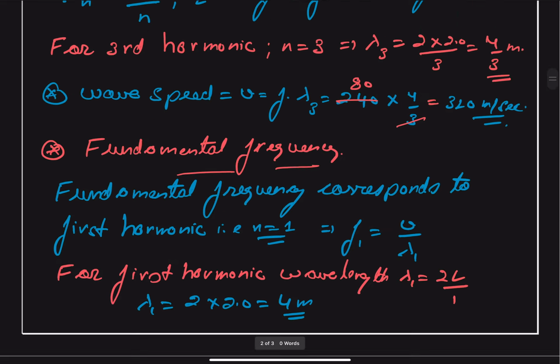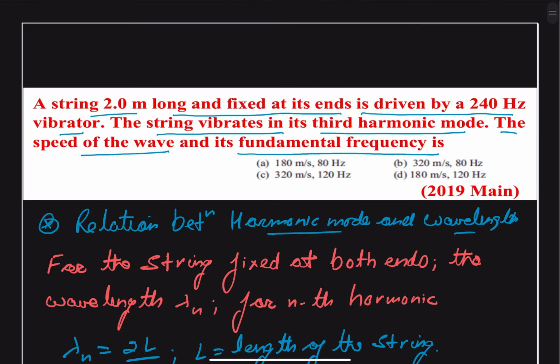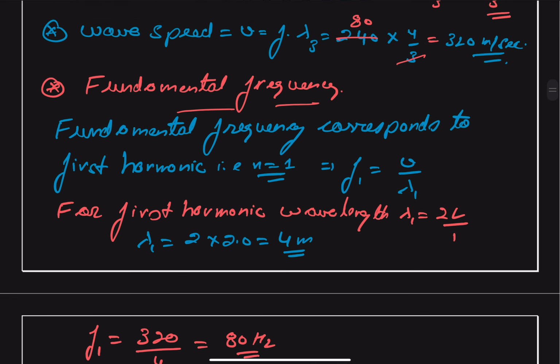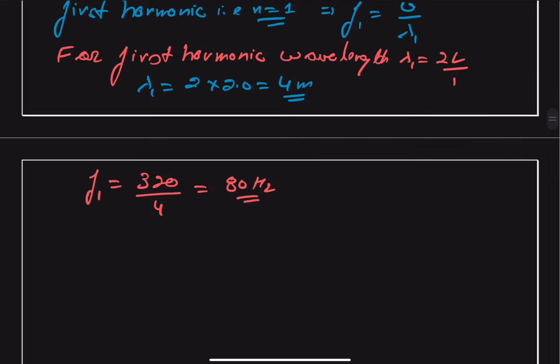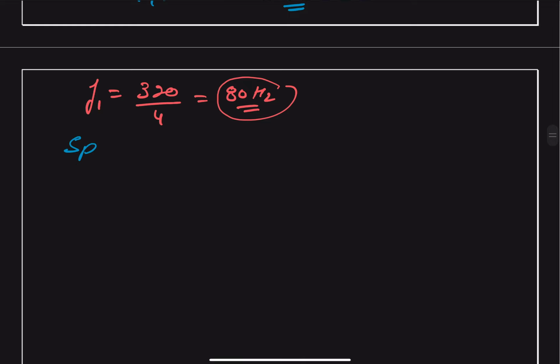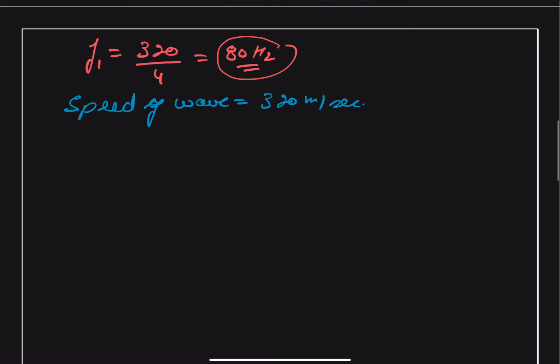So we were supposed to find out two things: speed of the wave and fundamental frequency. So speed of the wave is 320 meters per second and fundamental frequency is 80 hertz.